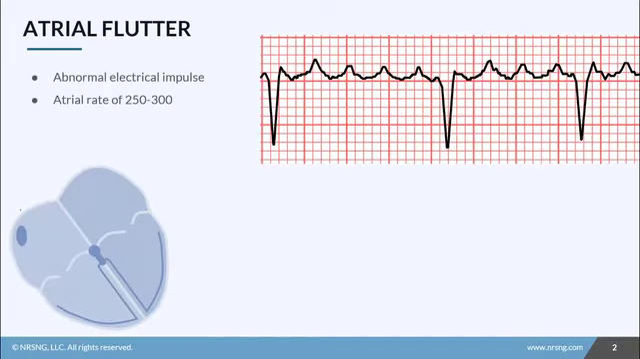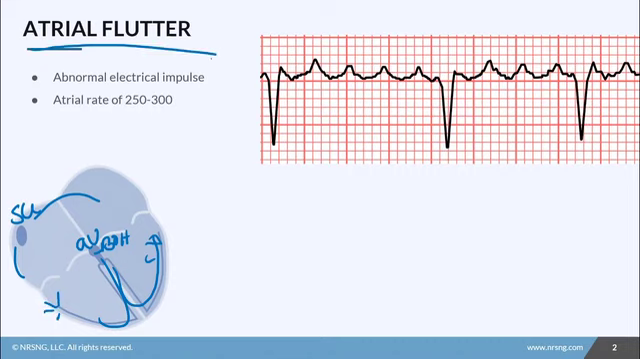So if you remember, the normal electrical conduction starts with the SA node. It sends an impulse down to the left and the right atria, and it causes the atria to contract. Then it goes down to the AV node, the bundle of His, the right and left bundle branches, Purkinje fibers, until the ventricles contract.